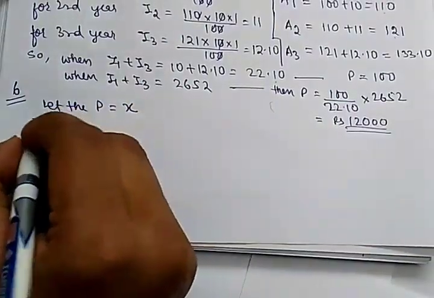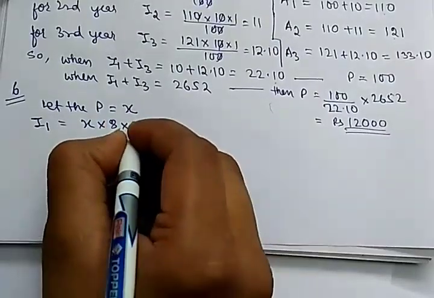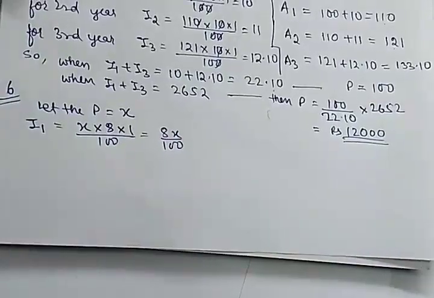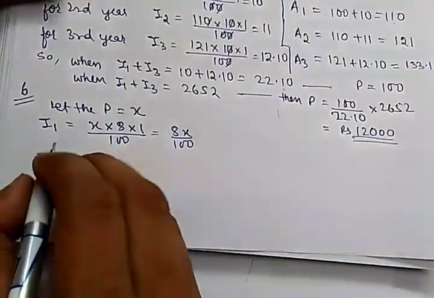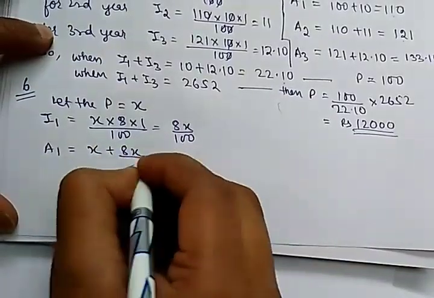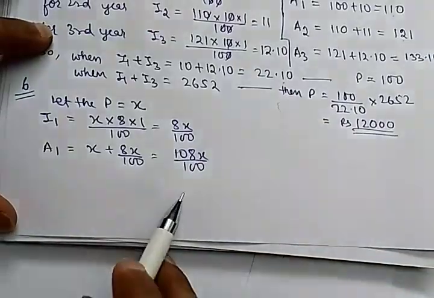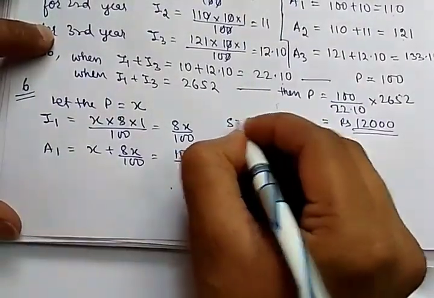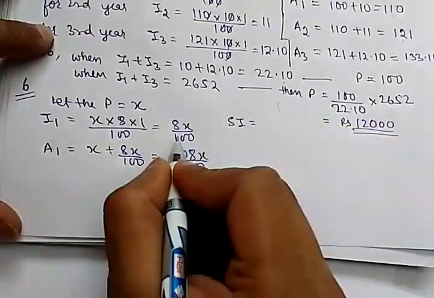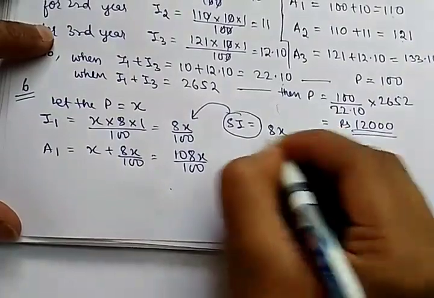So interest for the first year is x into 8% into 1 by 100, that is 8x by 100. What will be the amount for the first year? The amount for the first year will be x plus 8x by 100, that is equal to 108x by 100. This will be the amount for the first year. Now, because in the question it is given the difference of simple interest and compound interest, the simple interest will be equal to 8x by 100.